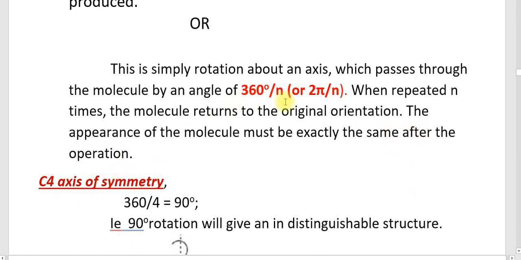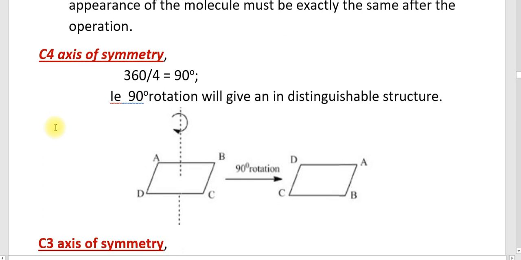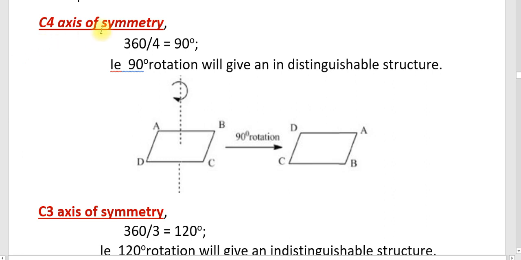If I am considering a molecule and I make a rotation of 180 degrees, I am getting a second orientation which is exactly the same as the first one. In certain cases we may rotate through another angle, but the first orientation and the second orientation will be exactly the same after the operation. In this symmetry, we can subdivide it into certain axes of symmetry, that is C2 axis of symmetry, C4 axis of symmetry, then C3, C6, etc. Each symmetry is explained here with an example.